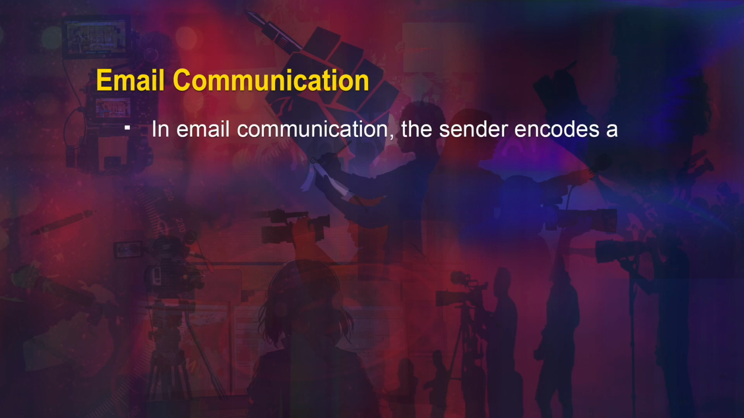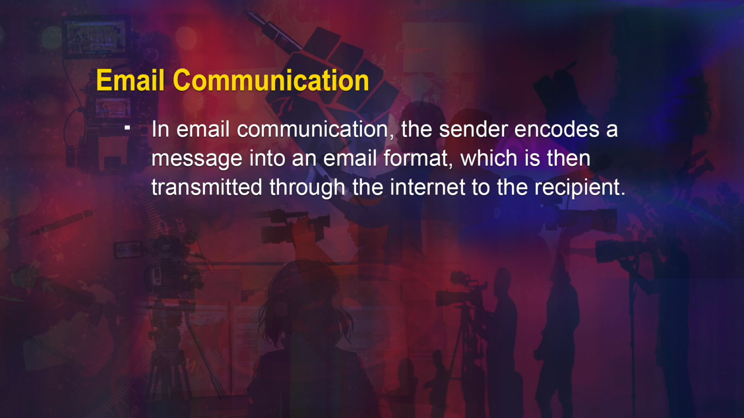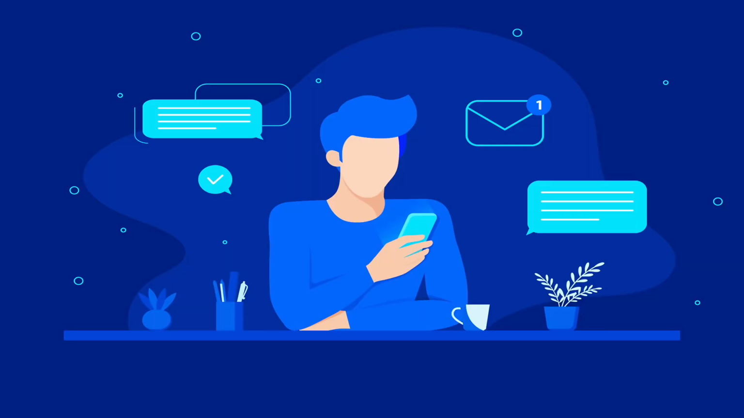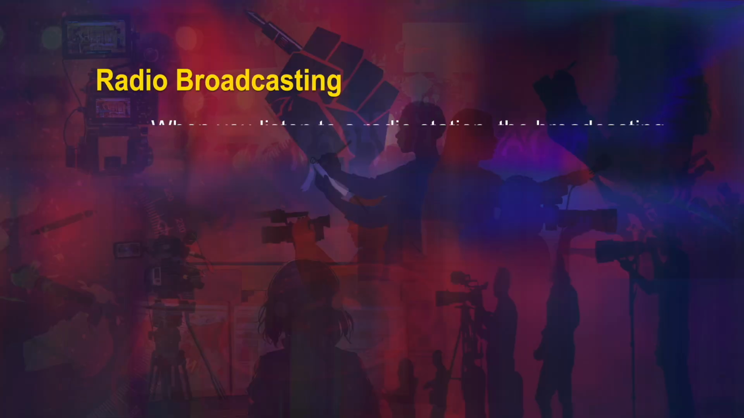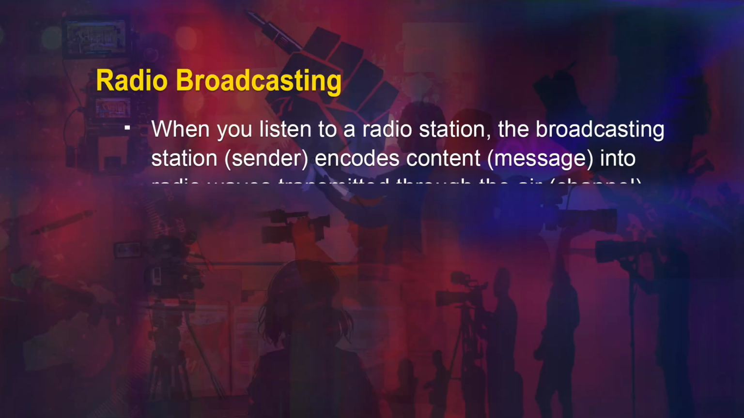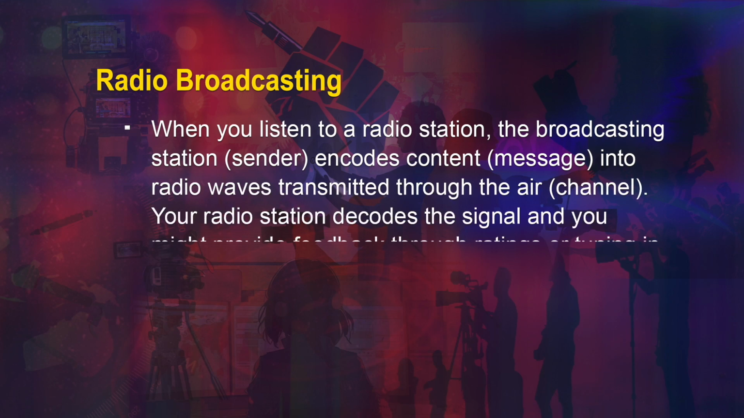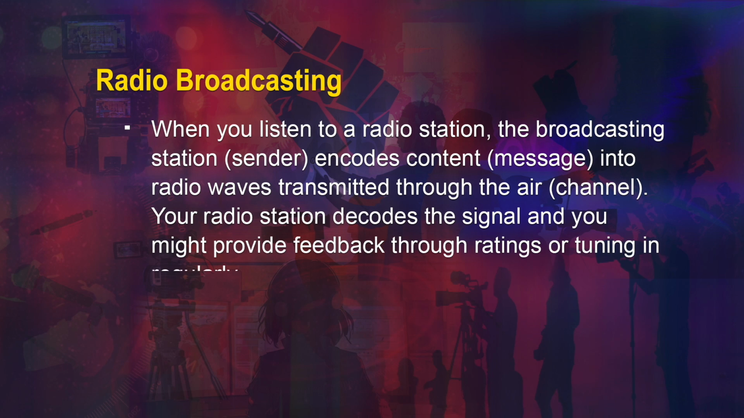Email communication. In email communication, the sender encodes a message into an email format, which is then transmitted through the internet to the recipient. The recipient decodes the email and responds, providing feedback. Radio broadcasting. When you listen to a radio station, the broadcasting station, who is the sender, encodes the content, that is the message, into radio waves transmitted through the air, that is the channel. Your radio station decodes the signal and you might provide feedback through ratings or tuning in regularly.